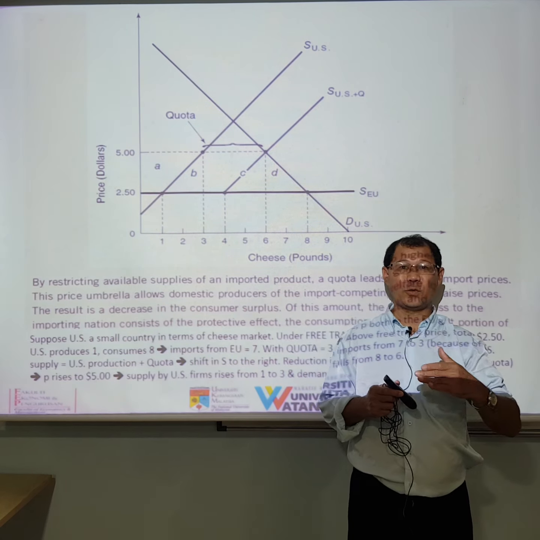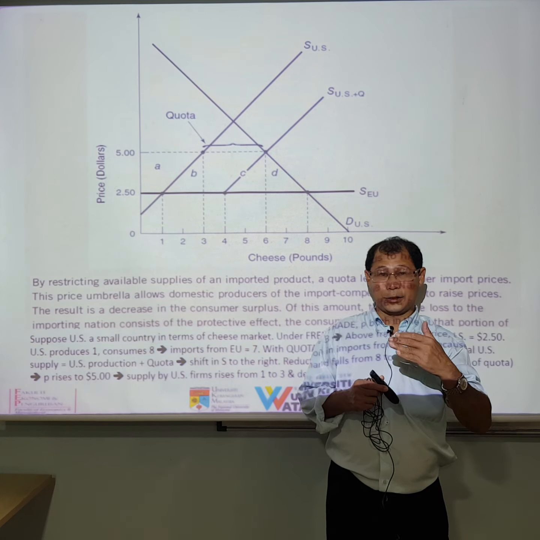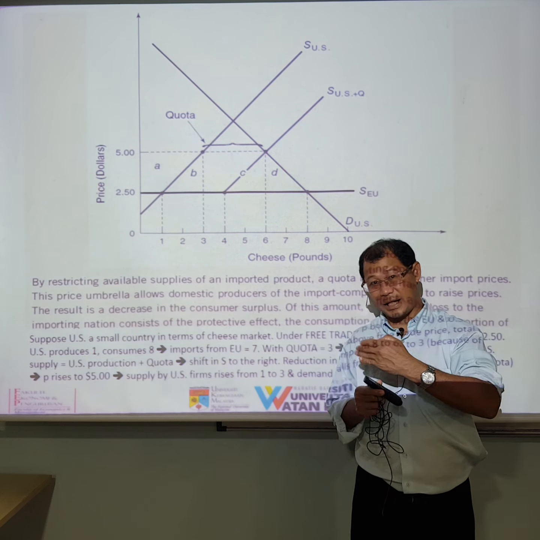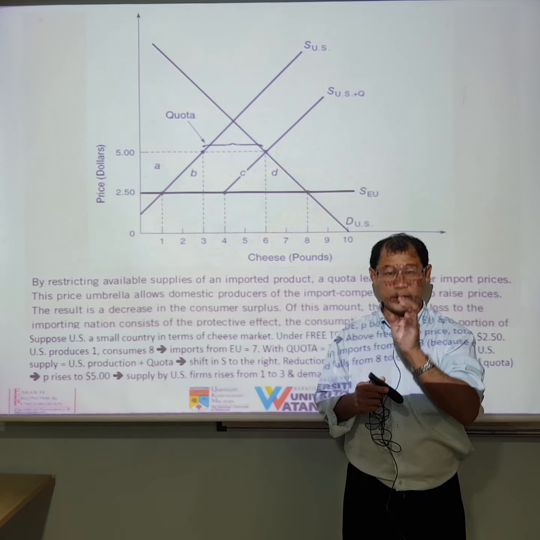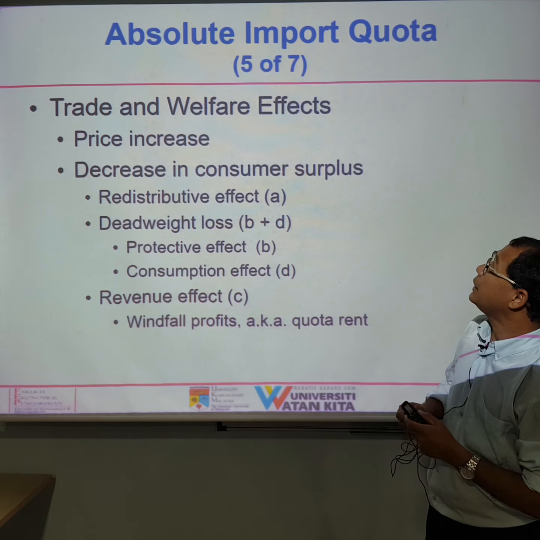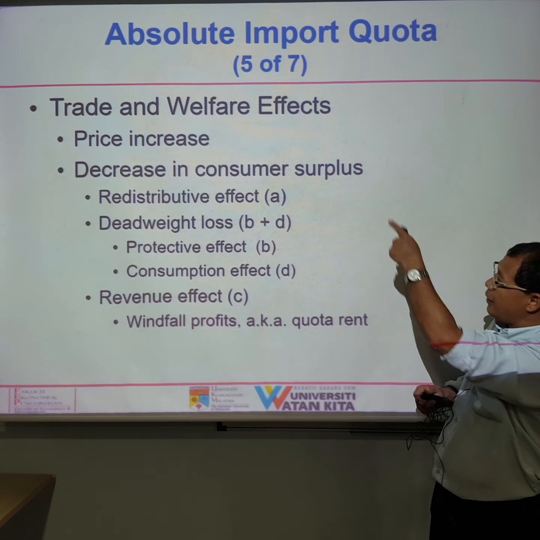With a tariff, we know ahead of time the price because it's given to us. The amount of tariff is 250. But with a quota, we don't know the price. It's given to us the quantity. Okay. Now let's look at the welfare effect.